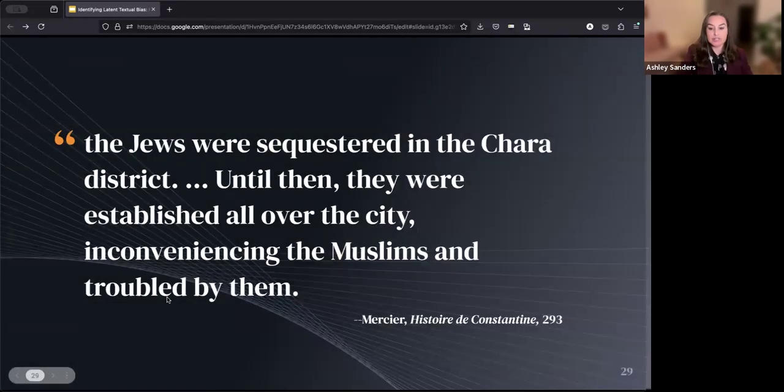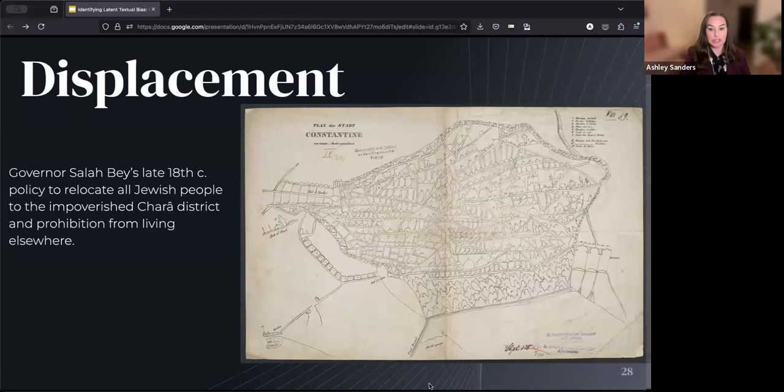So one of the first stories that emerges in the text, and one of the most extreme descriptions, was of one of the governor's treatments of Constantinian Jews. The governor was Salah Bey, and he served in the last quarter century of the 18th century in Constantine. And Mercier mimics much of Bayset's account. So these are two authors that I'm studying, and I'm analyzing their depiction of this history.